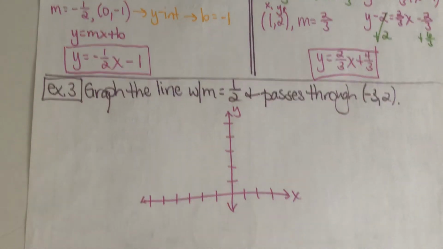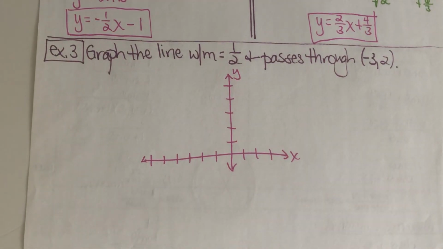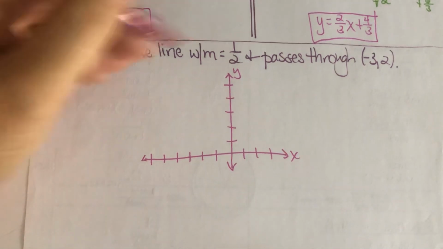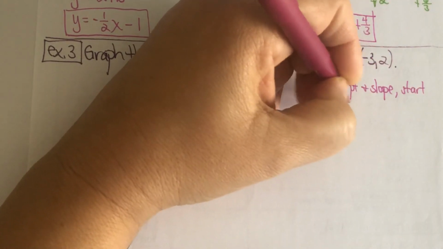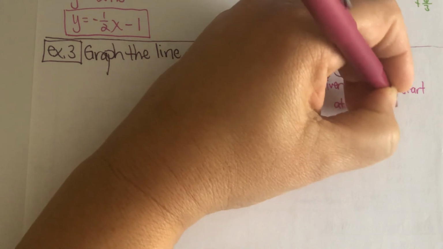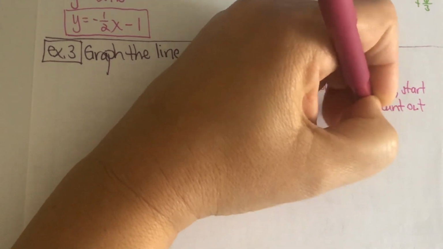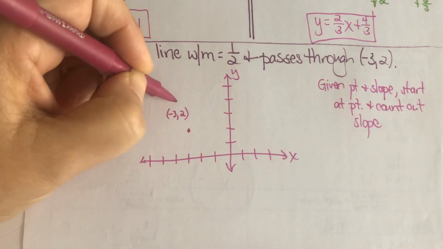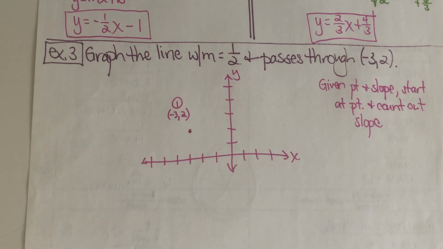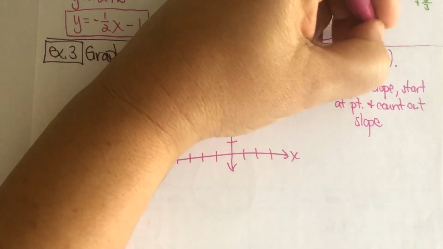All right, last one. This will be quick, so just copy that down really fast. Okay, so for these problems, you don't have to write the equation of the line. You can actually just jump straight to graphing. When I'm graphing, when I'm given a point and a slope, I start at the point, and then I count out the slope. So I'm going to start at -3, 2. I'm actually going to label it, and I'm going to put, that's where I started. -3, 2 is where I'm starting. And maybe I'll put a number 1 here.